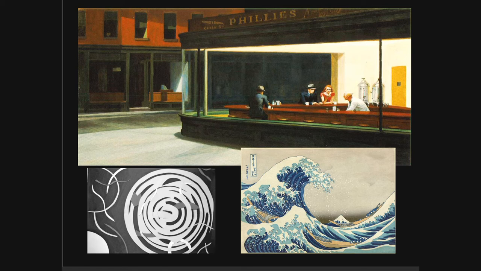So when you're working with the principle of design balance, there's many things that you can talk about. The visual weight: is it more symmetrical? Is it asymmetrical? Is it radial?